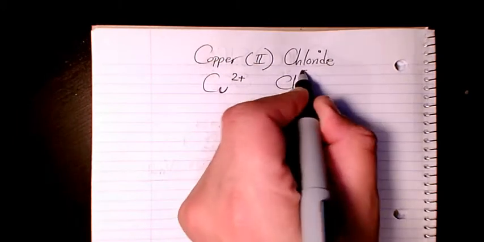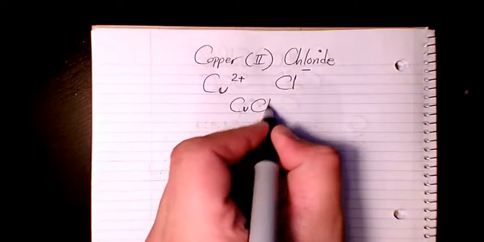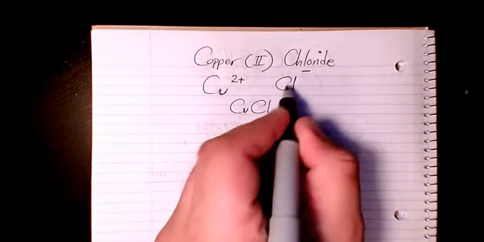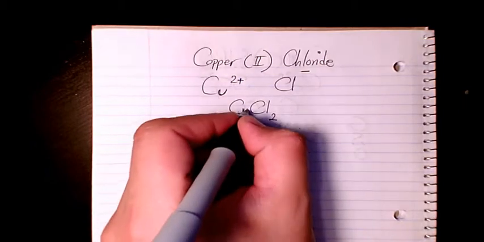Chloride is -1. So if I want to write the chemical formula, it's going to be CuCl, 2 is going to sit here, 1 is going to sit here. So it's going to be CuCl2.